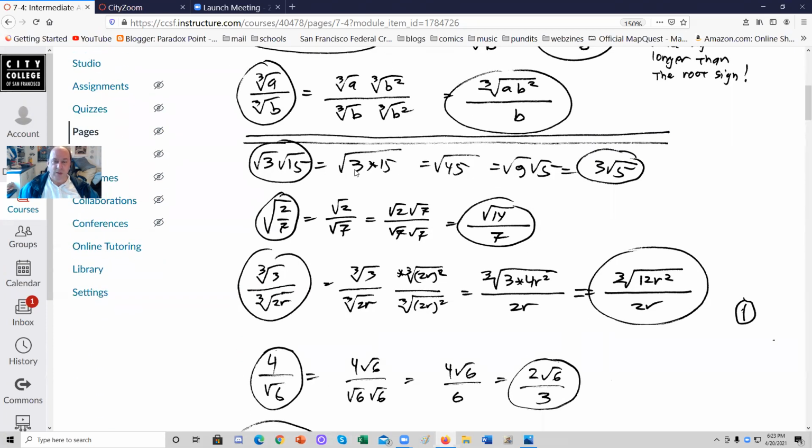Well, that's root of 3 times 15, root 45. Oh, but this has a square factor, root 9. So this is root 9, root 5, or 3 root 5.